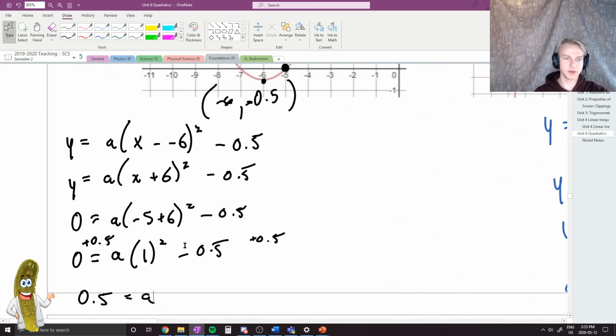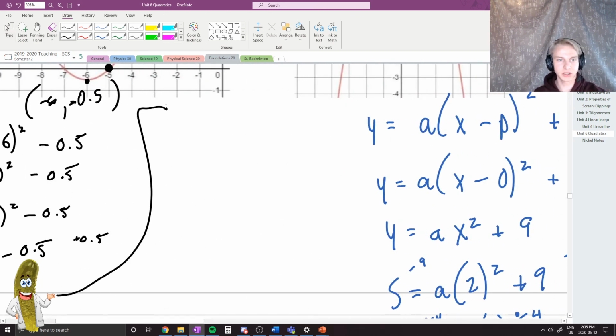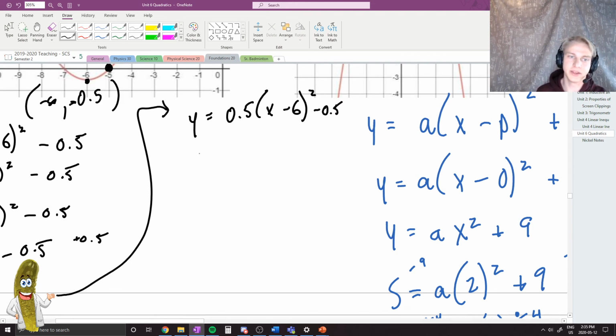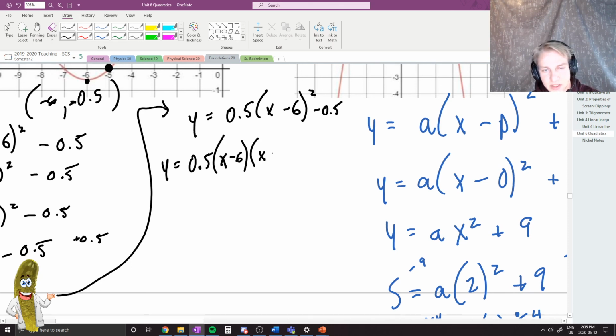And so then what we would do is we would take that knowledge and plug that in here. We'd say y is equal to 0.5 times x minus 6 squared minus 0.5. And then to write this in standard form, we'd have to go y is equal to 0.5. I'd want to FOIL out this x minus 6, so I'd take x minus 6 times x minus 6, minus 0.5.